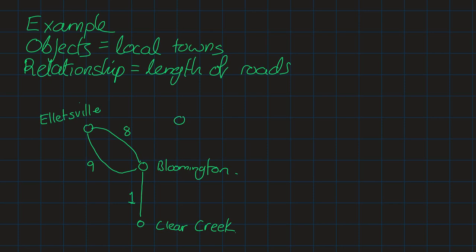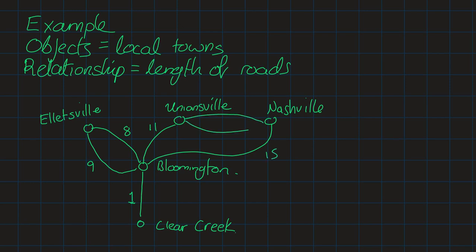Maybe I'll put Unionsville up here. And apparently the road to Unionsville is 11 miles. And maybe I'll put Nashville over here. Okay. And apparently there's a road from Bloomington to Nashville, which is 15 miles. And there are 2 roads from Unionsville to Nashville. One of them's 16 and one of them is 20.